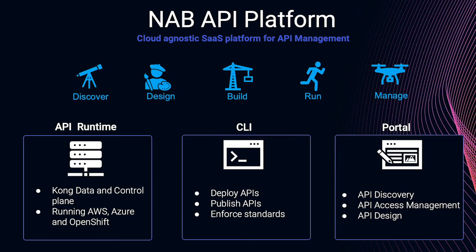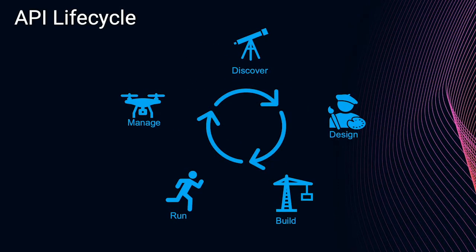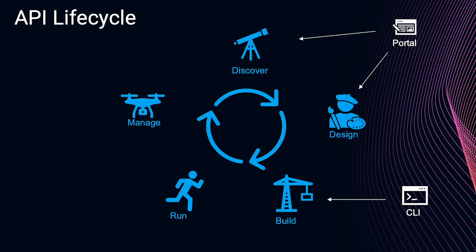Looking at it from an API lifecycle perspective, to discover and design, we use the portal. To build, deploy, publish our APIs, we use the CLI. To run the APIs, we use the runtime. That was so hard to guess. And to manage our APIs, we use Splunk. So that concludes the overview of the platform, and let's now dive into how we do API discovery using our portal.